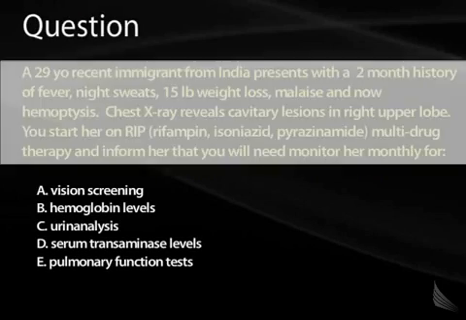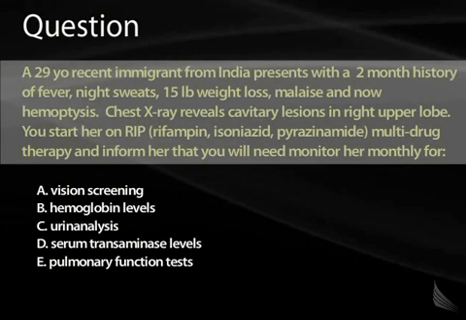Next question. A 29-year-old recent immigrant from India presents with a 2-month history of fever, night sweats, weight loss, malaise, and now hemoptysis. Chest x-ray shows cavitary lesions in the right upper lobe. You start her on rifampin, isoniazid, pyrazinamide, multi-drug therapy, and inform her that you're going to need to monitor her monthly for.